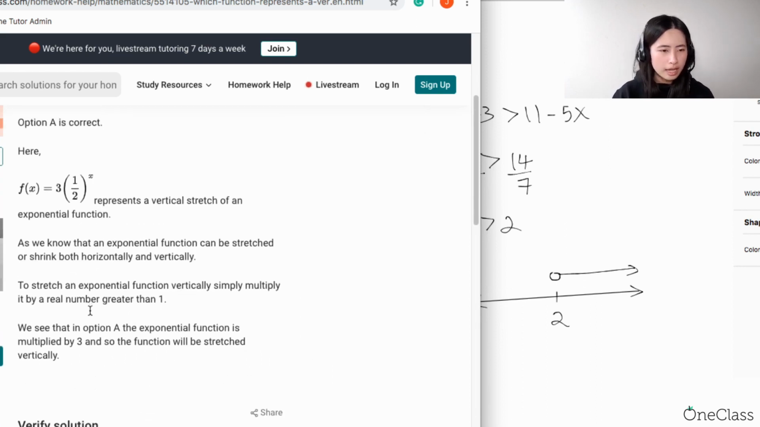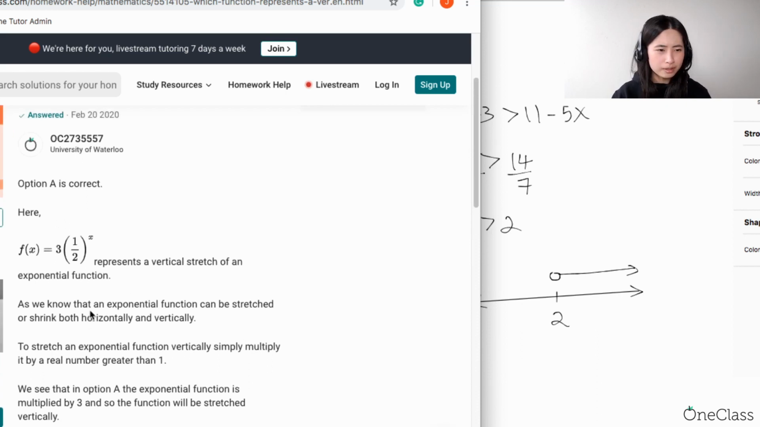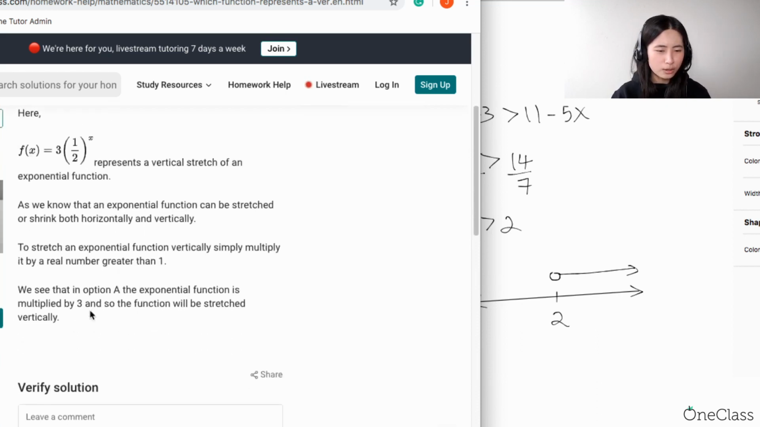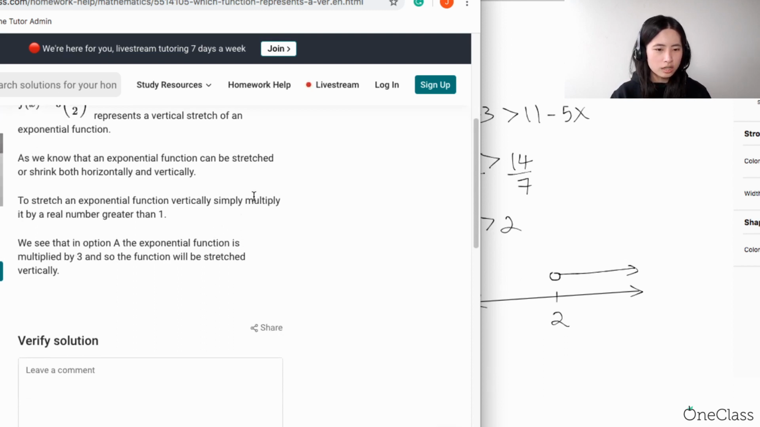So yeah, apparently there isn't any option here. So as we know, an exponential function can be stretched or shrunk both horizontally and vertically. To stretch an exponential function vertically, simply multiply it by a real number greater than 1.